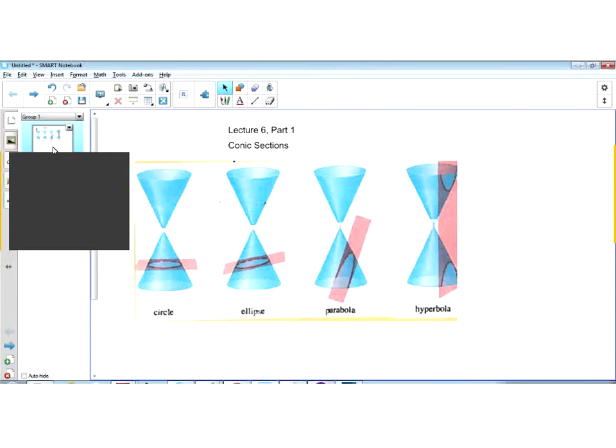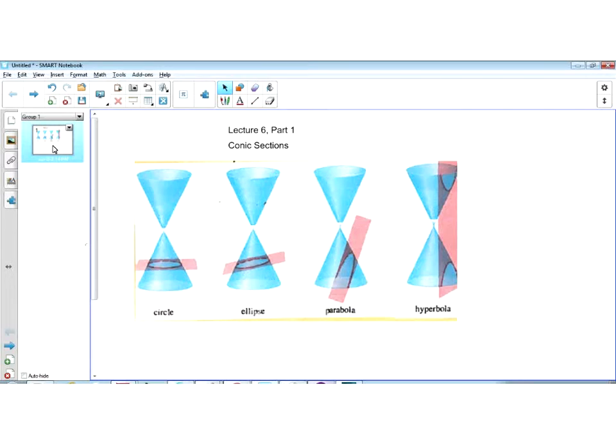All right, so this is Chapter 6. We're going to start Lecture 6, Part 1. This chapter concerns the treatment of analytic geometry. And we're going to start off with a discussion of conic sections.